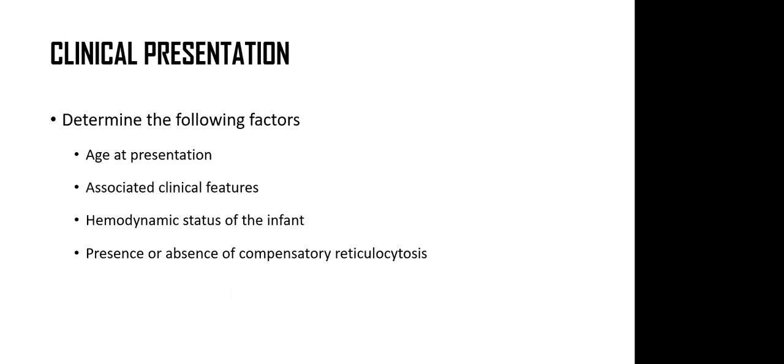So next we move on to the diagnostic approach. First, the clinical presentation. In clinical presentation, we should determine the following factors: the age of presentation, the associated clinical features, the hemodynamic status of the infant to assess the severity of the anemia, and the presence or absence of compensatory reticulocytosis, which could give us a clue about the possible diagnosis.